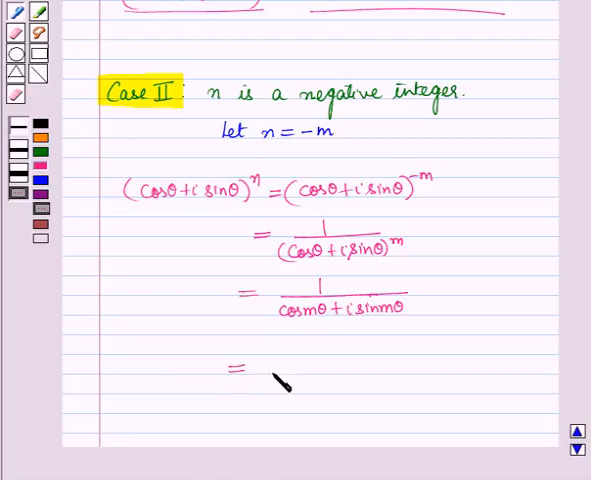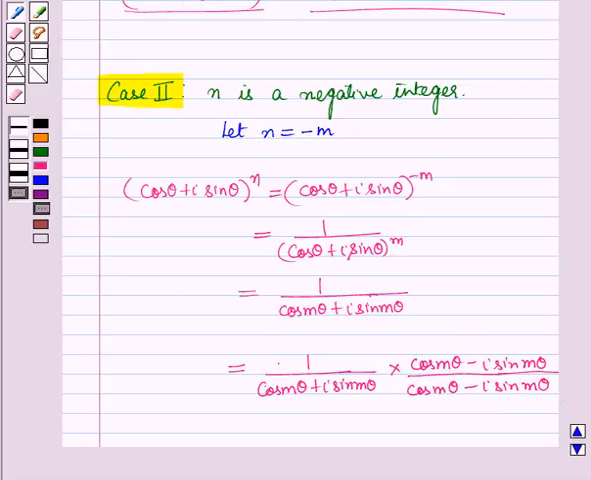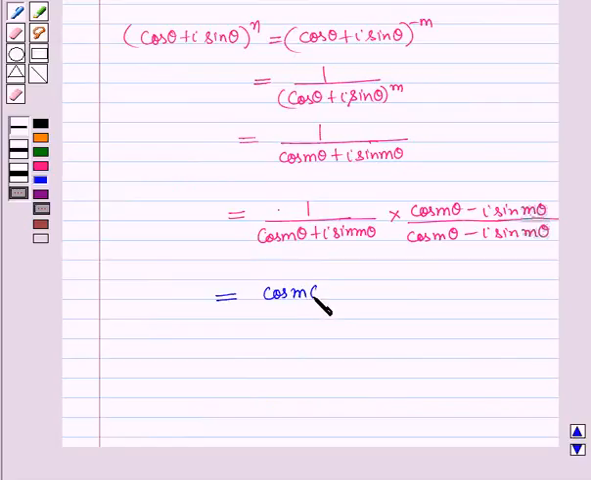Now this is equal to, now we will rationalize the denominator, so it will be 1 over cos m theta plus iota sine m theta, into cos m theta minus iota sine m theta, whole upon cos m theta minus iota sine m theta. Now this is equal to cos m theta minus iota sine m theta, and in the denominator the multiplication of these two expressions will become cos square m theta plus sin square m theta, as iota square is minus 1. And we know that cos square theta plus sin square theta is equal to 1. Therefore, cos square m theta plus sin square m theta will also be 1.